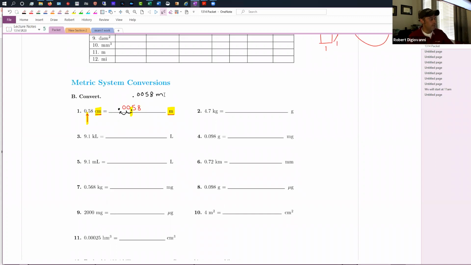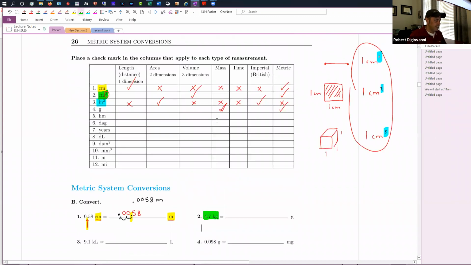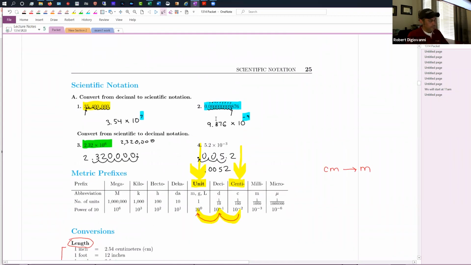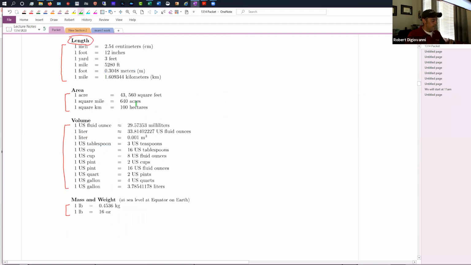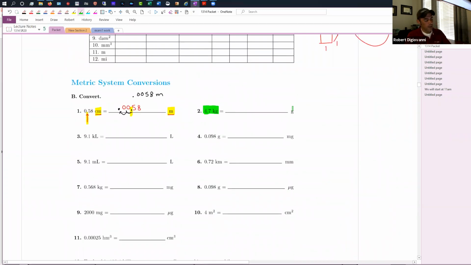All right, and number 2, we have 4.7 kg. So K and G. We go to our chart. I'm going to look for K and G on here. So G we know is the basic unit is grams. And then the K in front means kilo. So here's where we are. We're starting here at kilograms, right? Kilograms. And we want to go from kilograms to grams.